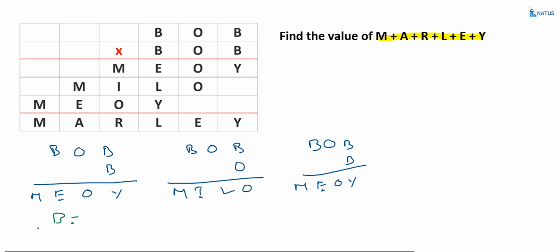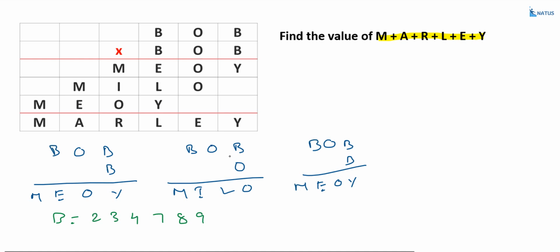So, what are the possibilities? The value for B is equal to 2, 3, 4, 7, 8, 9. So 0, 1, 5 and 6 are not possible. So, what is the value of B? Any one of these 6 digits.